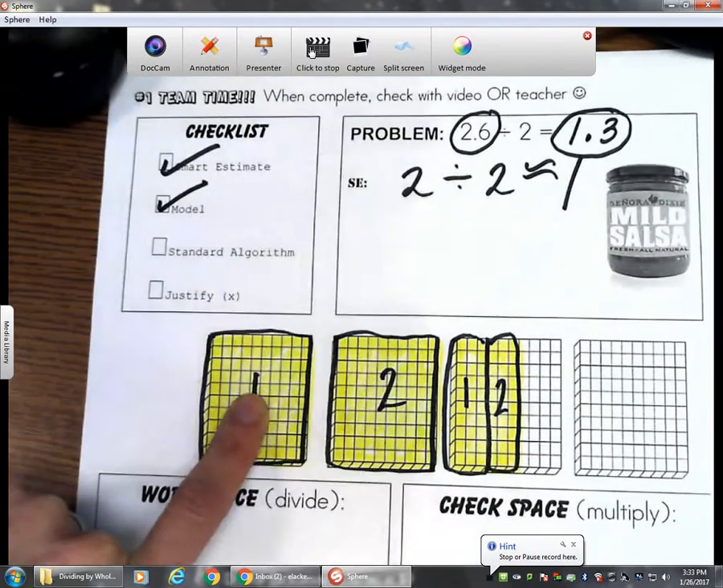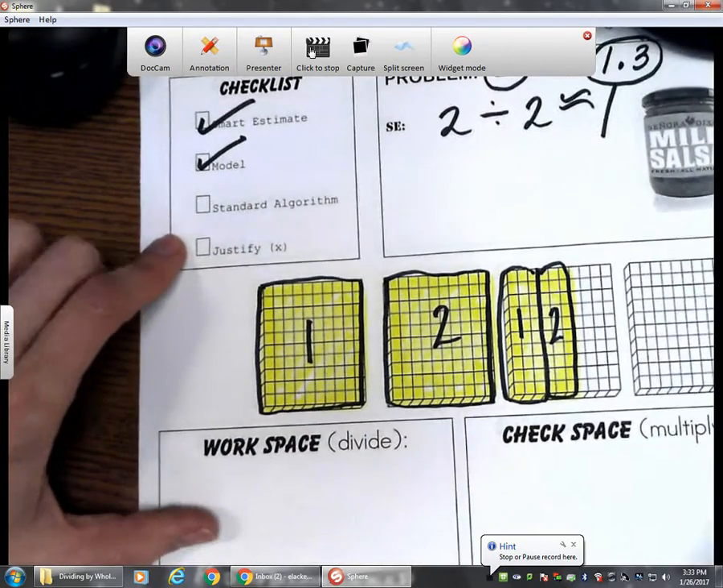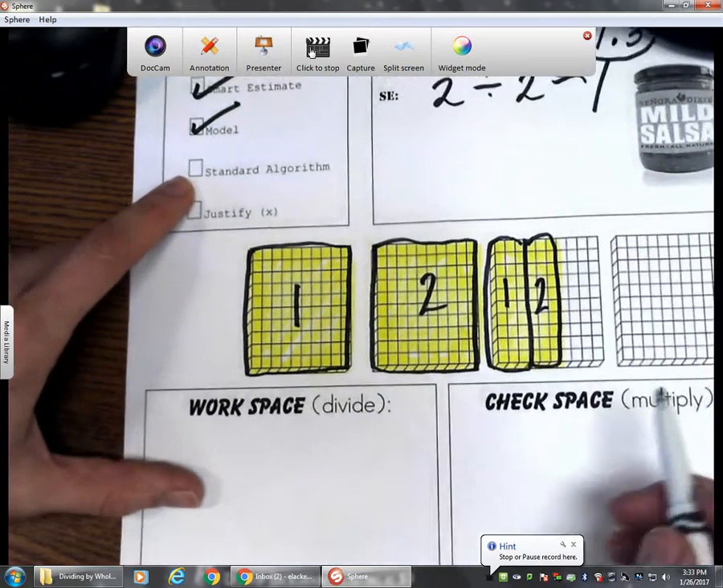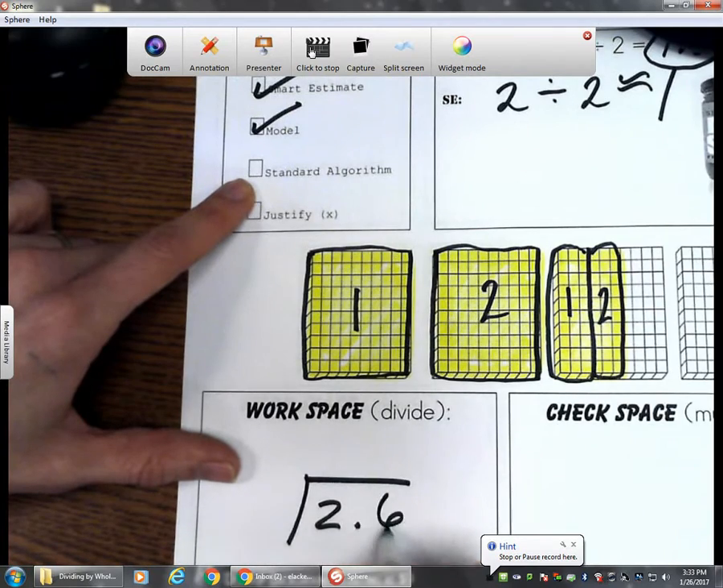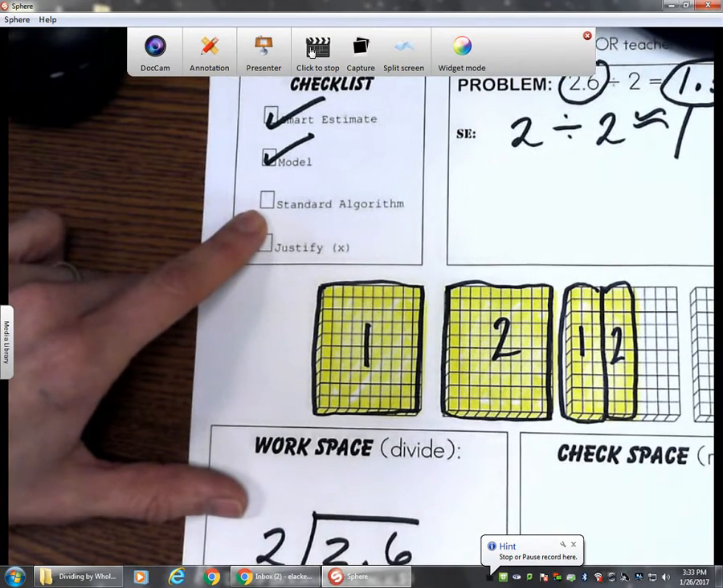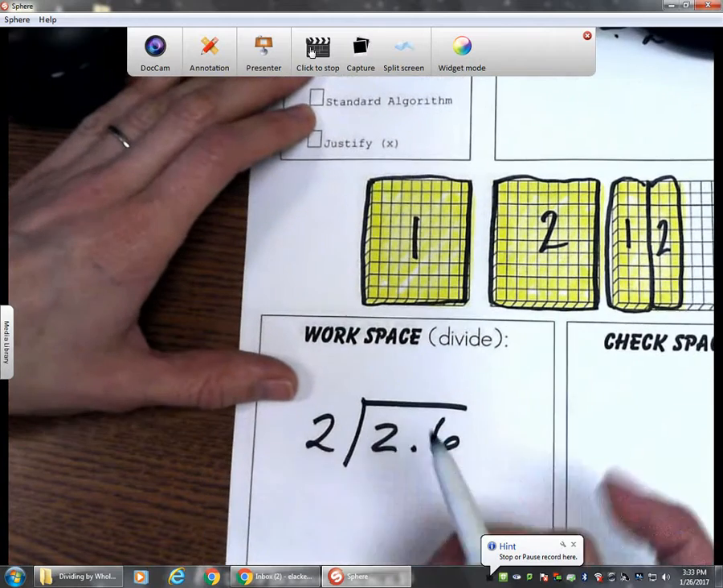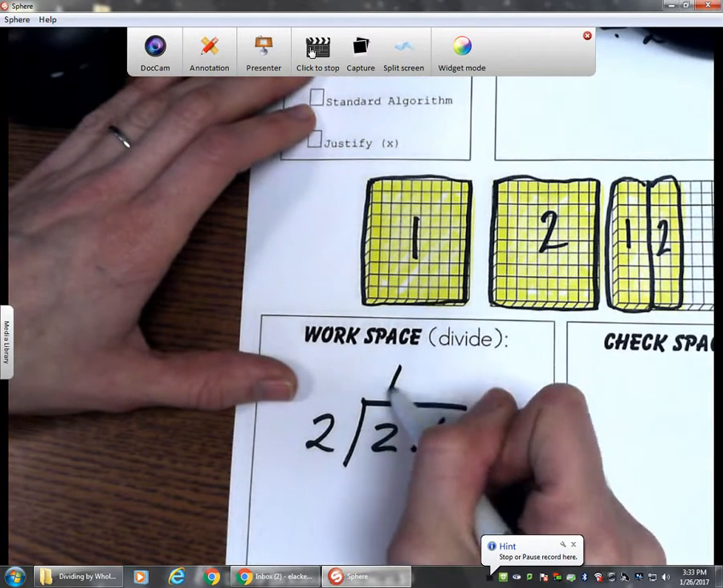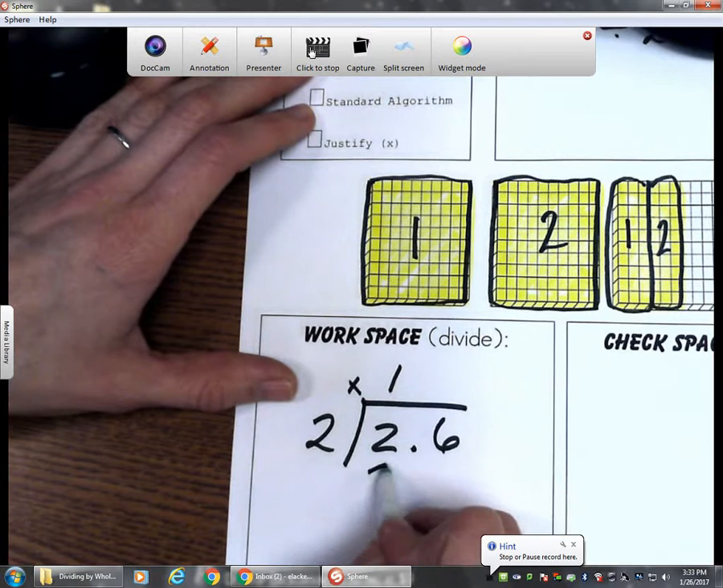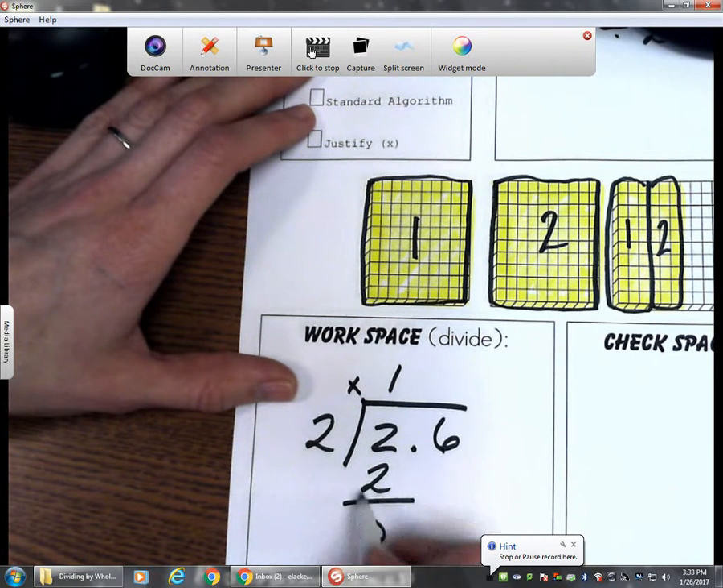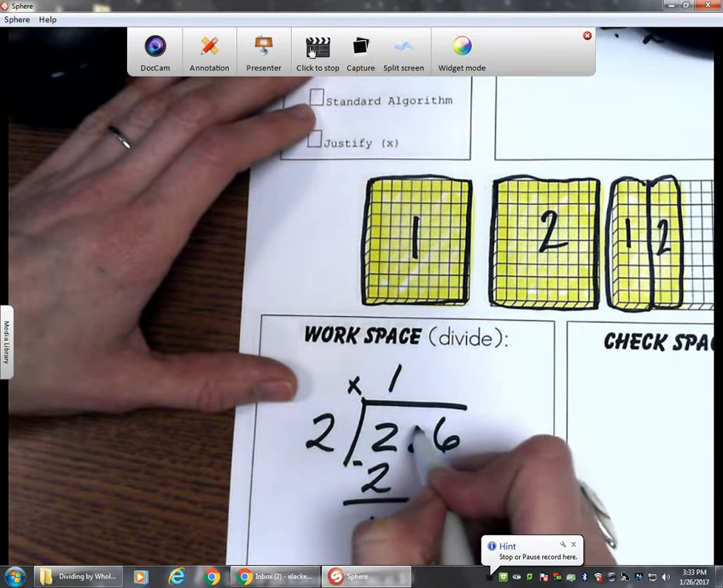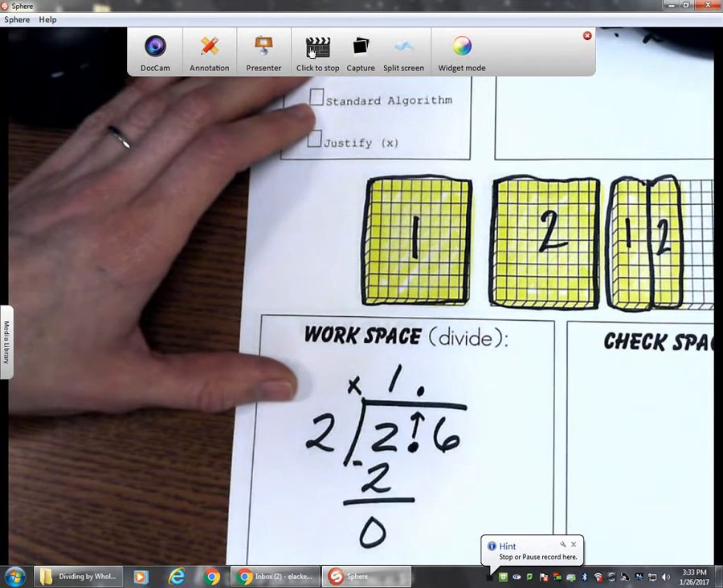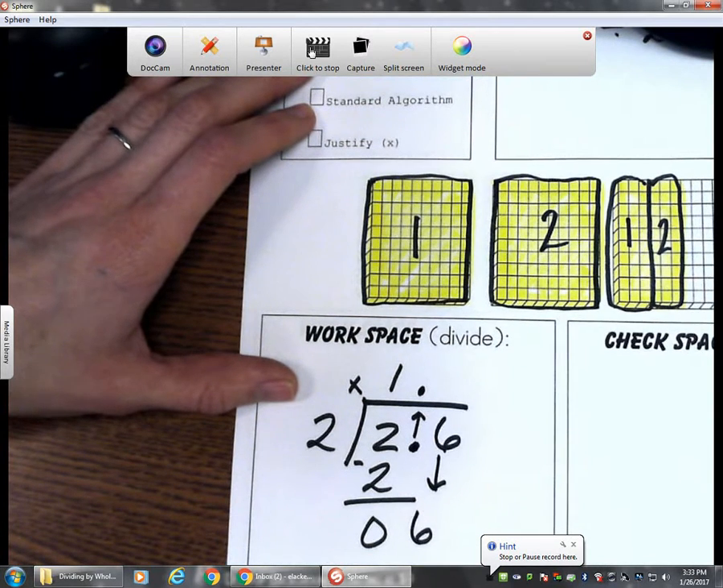Now my model's done, but I'm going to go ahead and follow the rest of the steps, standard algorithm. So for this, I'm going to solve the problem 2 and 6 tenths divided into 2 groups. I'm just going to do it here. Okay, 2 goes into 2 one time. 1 times 2 is 2. Subtract, you get 0. Now, before you can touch the 6, you need to make the decimal jump. Okay, and now I can bring down my 6. It's safe. I will not fall into the recycling bin.